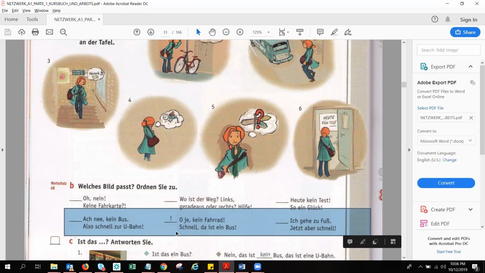Nee, kein Bus, also schnell zur U-Bahn. Oje, kein Fahrrad, schnell, da ist ein Bus, ich gehe zu Fuß, jetzt aber schnell. Okay, so Nee, kein Bus is the second one.